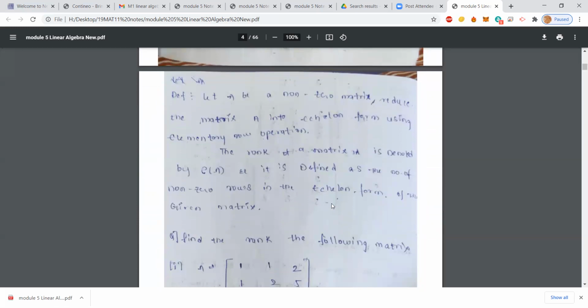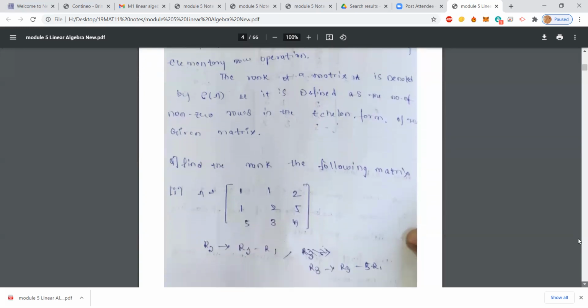So now, how to find the rank of a matrix? The matrix A will be given to you. First you have to reduce the matrix A to echelon form. Then count the number of non-zero rows in the echelon form. The number of non-zero rows in the echelon form is the rank of the matrix. Now we are going to see one example.